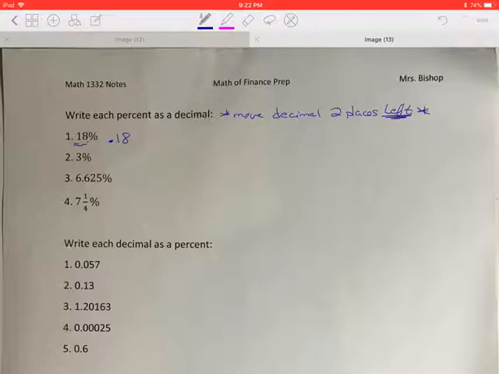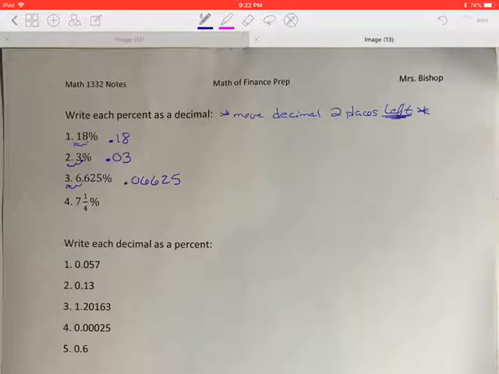Now for 3, it is behind the 3, so if I go 2 places to the left, I do need a 0 to hold that place. So that would be 0.03. Now when we have percents like 6.625, these are usually interest rates, and we don't want to round them. So we want to be careful not to lose any numbers. So I'm still just going to go 2 places to the left. I am going to need a 0 placeholder, but I want to make sure to keep all of those other numbers. So 0.06625.